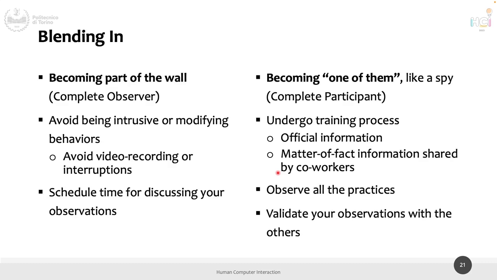And then there are two ways, and then we can stop here after, two ways of doing the observation, in both cases, in the controlled or in the natural environment. One is what's called the complete observer, and the other one is called the complete participant. So the complete observer is like being part of the wall. There are people doing their activities, you're just there listening and watching in a corner of the room, saying nothing, adding almost nothing to the environment, just like the wall.